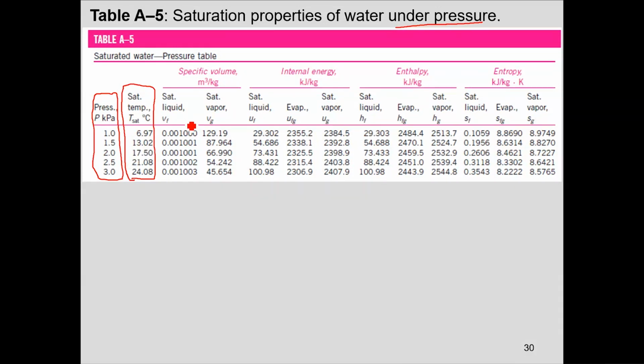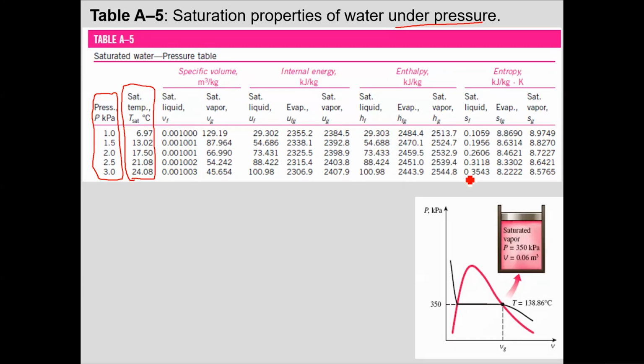Now, let's say I have a system which is at saturated vapor state. This is the state of my system. My system is at saturated vapor and the pressure in the system is 350 kilopascal. Now, can you find out the saturation temperature and specific volume of the system? How?